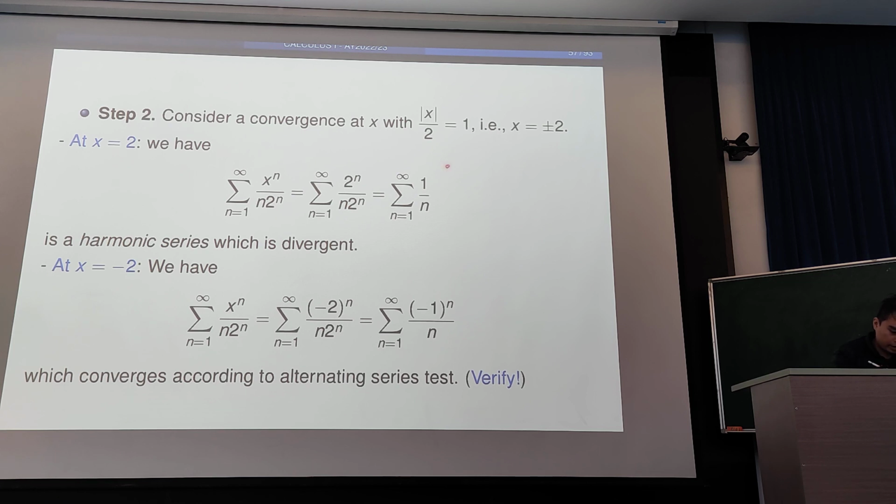Okay. So you agree that at x equal to 2, the corresponding series diverges. That means the given power series diverges at x equal to 2. So we will exclude this point from the interval of convergence, right?